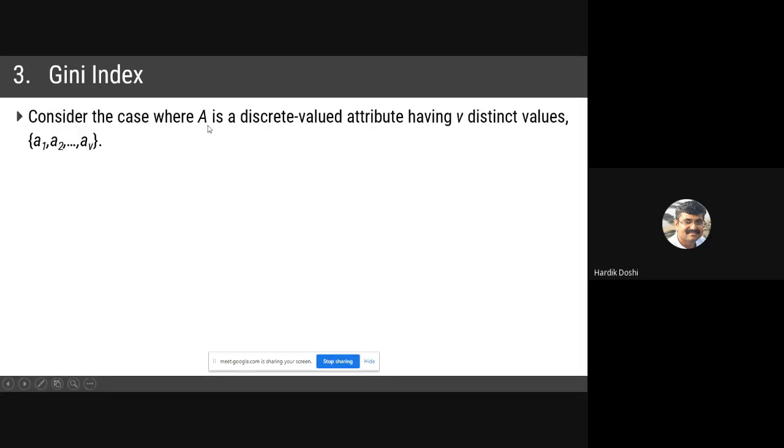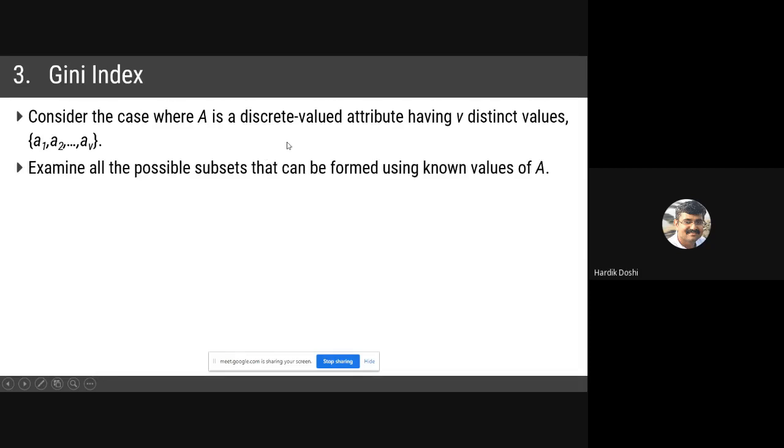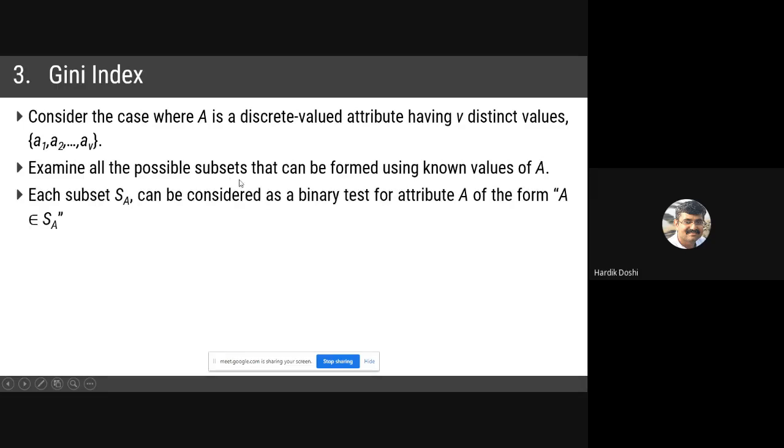Consider the case where attribute A is a discrete-valued attribute having v distinct values. For example, if I talk of income, how many values for income? Income has 3 values: low, medium, and high. In the same way, for credit rating there are 2 values: fair and excellent. So A can have v number of values. We need to create all the possible subsets of them, and examine all the subsets for that particular attribute, which we represent as A belongs to a subset of A.